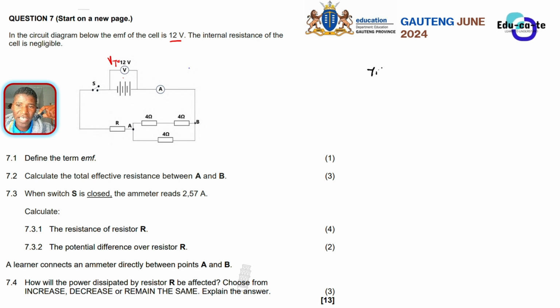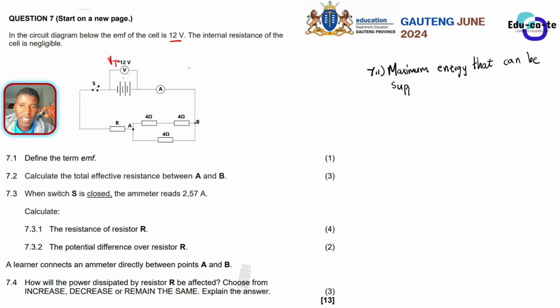Let's rather use the definition that says the EMF is the maximum energy that can be supplied by the battery per coulomb of charge, or you can say per unit charge. So you are trying to see how much energy can be supplied to the charges so that you can have some current there. So it's the maximum energy. The hint is saying that this is maximum energy.